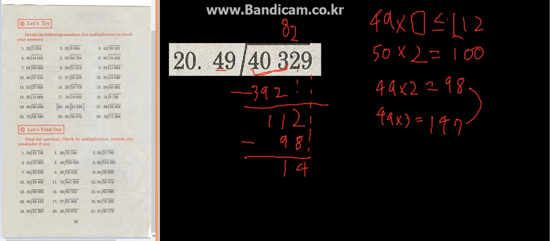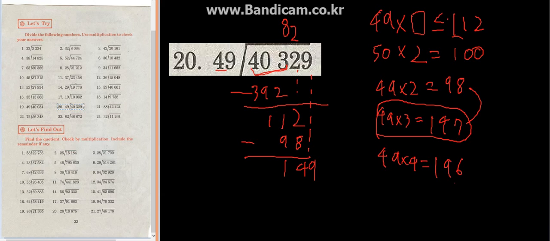Then we put down 9, making 149. And 149 is close enough to 147. If we multiply by 4, that would be 196. So we will put 3 here, and it'll be 147, and if we subtract, it's going to be 2. So this is the remainder. The remainder would be 2, and this is the quotient.